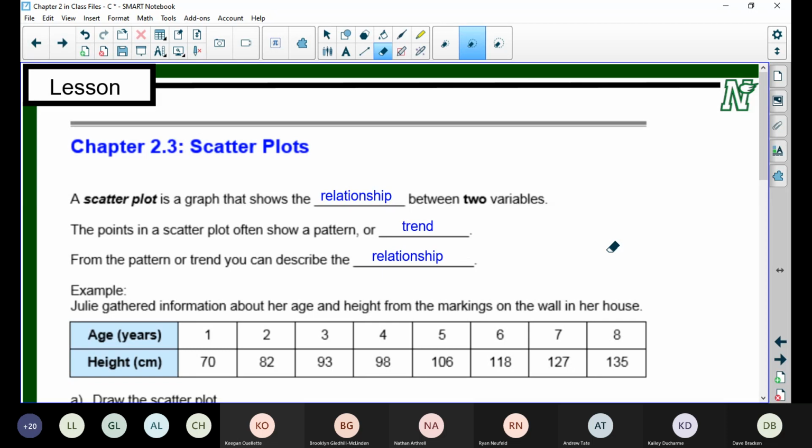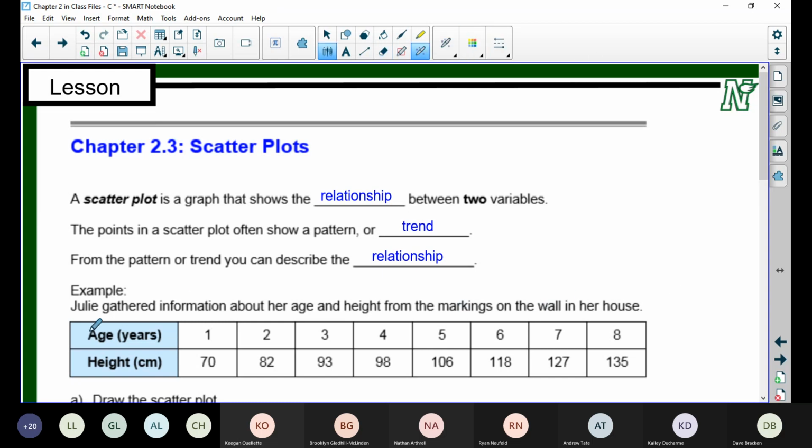So I don't know if anybody had parents like mine, but my mom used to, every birthday, we used to get up against the closet kind of frame, and she would have all these little pencil marks of how tall we were as we got older and older. We always got measured on our birthdays. This is exactly what's happening to Julie. Julie gathered information about her age and her height from the markings on a wall in her house. So her parents did the same thing.